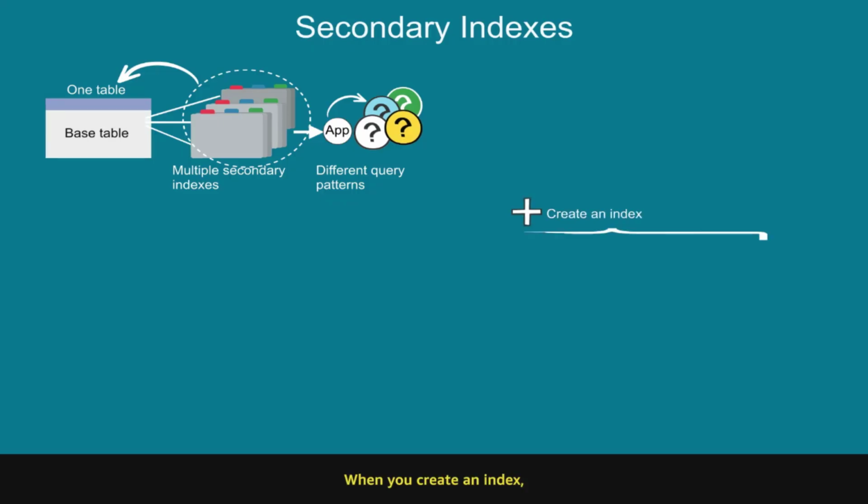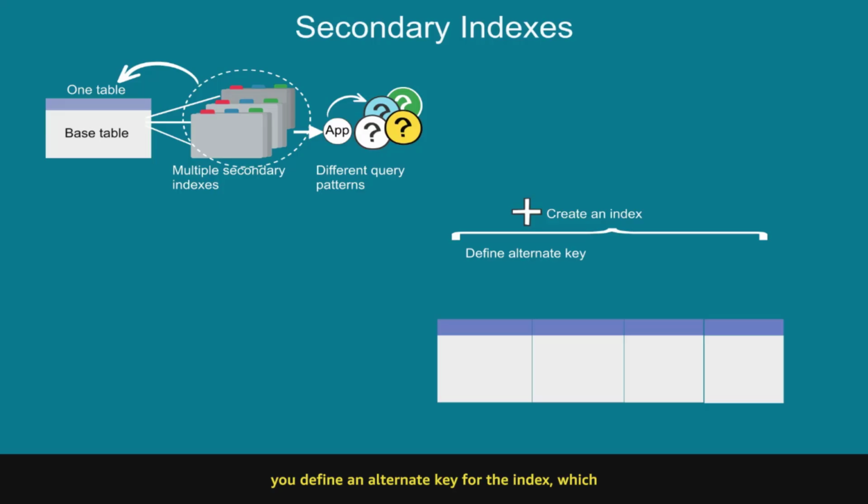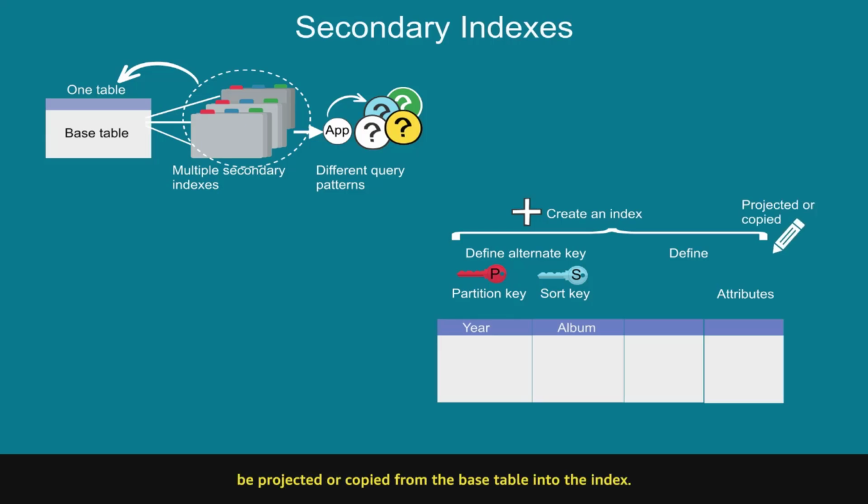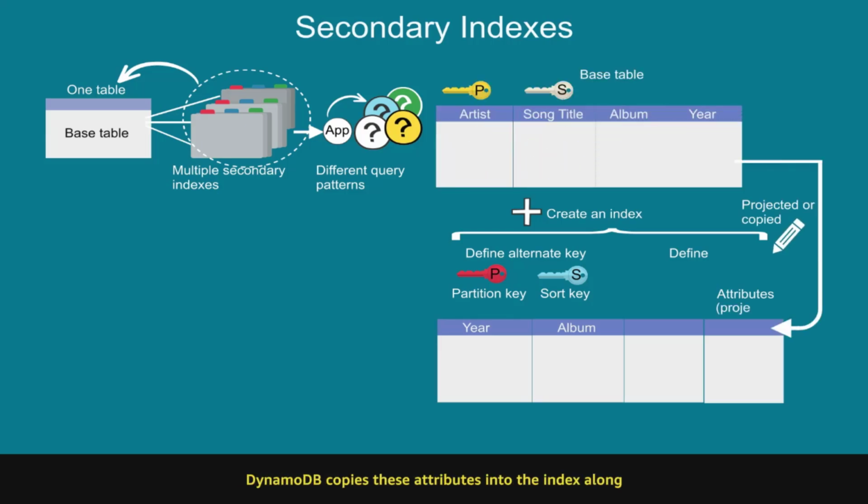When you create an index, you define an alternate key for the index, which includes the partition key and the sort key. You also define the attributes that you want to be projected or copied from the base table into the index. DynamoDB copies these attributes into the index, along with the primary key attributes from the base table.